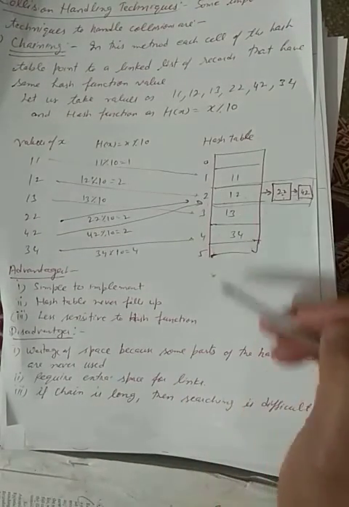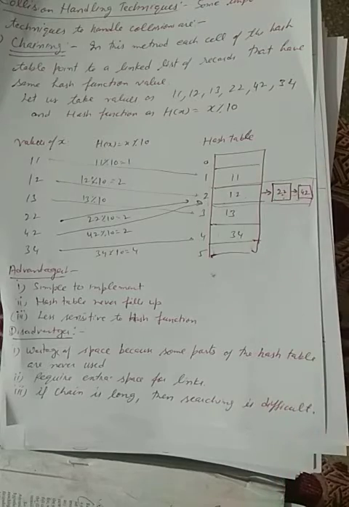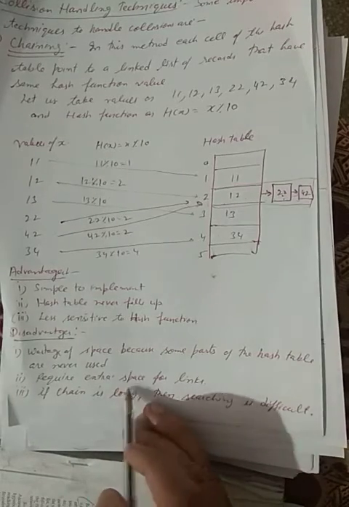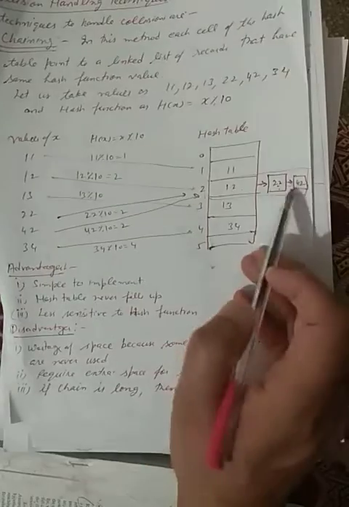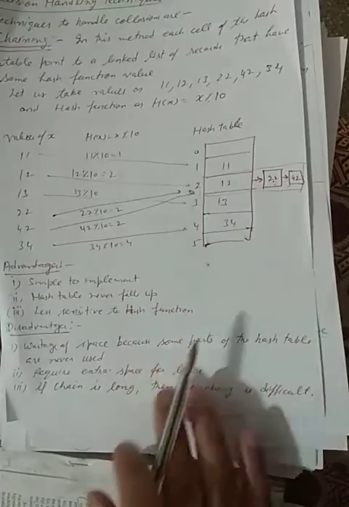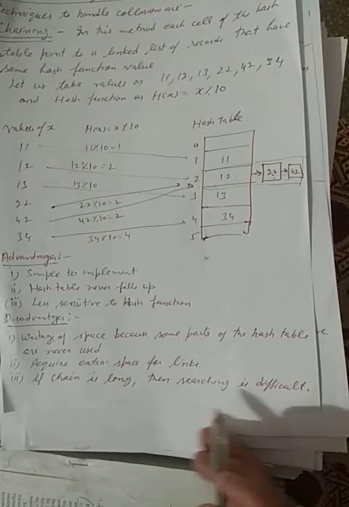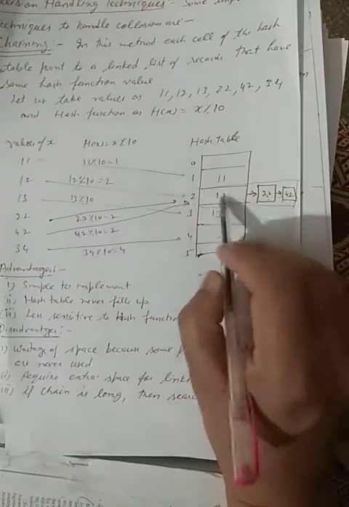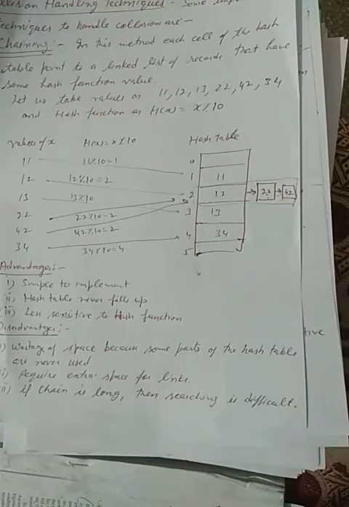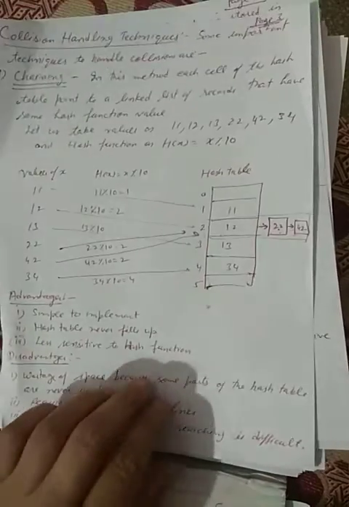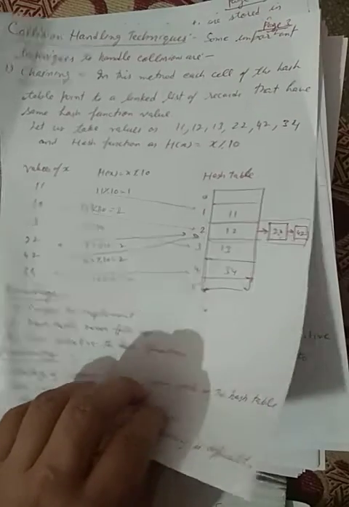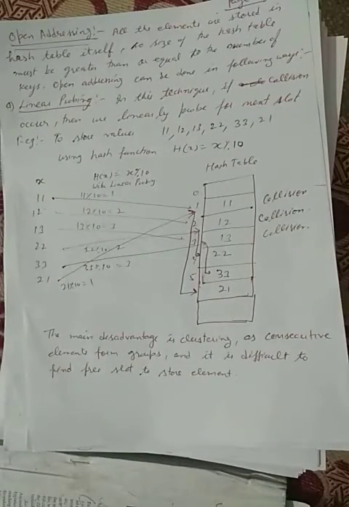Now disadvantages: there is some wastage of space as some parts of the hash table are never used. So some part of the hash table will remain empty. This is wastage of space. It requires extra space for the linked list. And if the chain is long, searching is difficult. If this chain goes very long, then searching becomes difficult. So this is the first technique of resolving collisions.